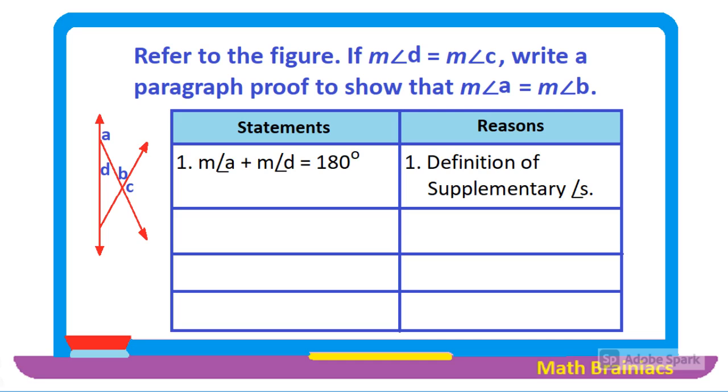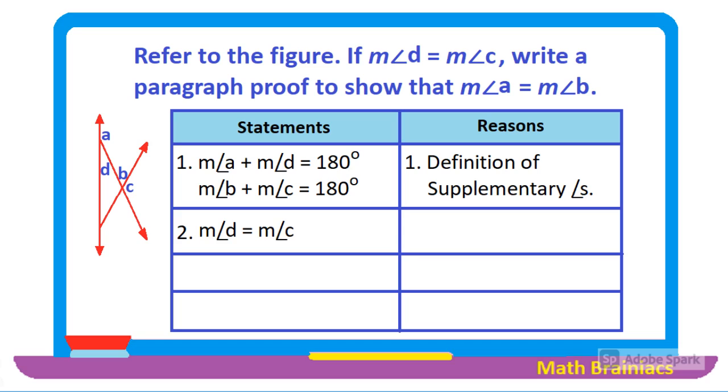From the figure on the left, the measure of angle A plus the measure of angle D is equivalent to 180 degrees. That is the definition of supplementary angles. However, there is another supplementary angle from the figure. Correspondingly, the measure of angle B plus the measure of angle C is equal to 180 degrees. That is also supplementary, right?